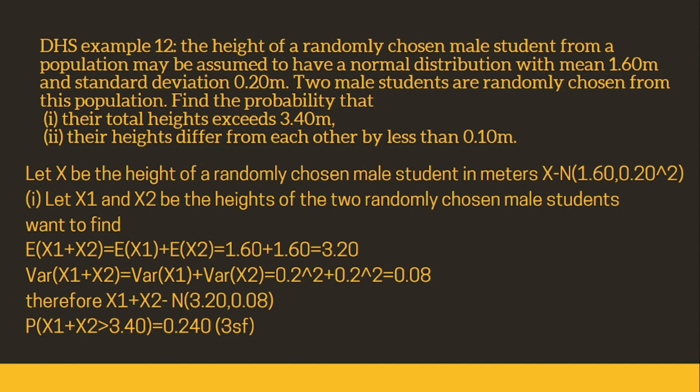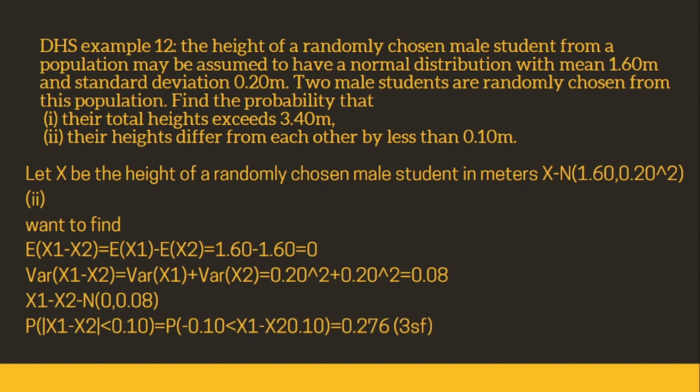So the expectation of x1 plus x2 is basically the sum of 1.6 plus 1.6, and you get 3.2. And the variance of x1 plus x2 is just the sum of two variances. So in this case, 0.2 squared plus 0.2 squared equals 0.08. So therefore, x1 plus x2 is normal with mean 3.2 and variance 0.08. Then we put it into the GC, and we get a probability of 0.240.